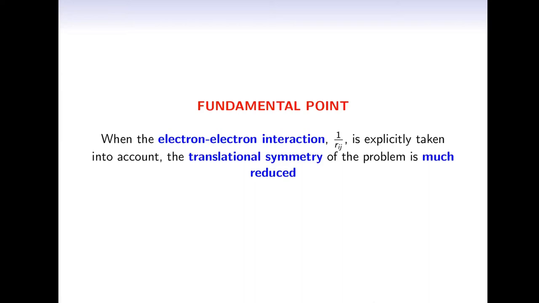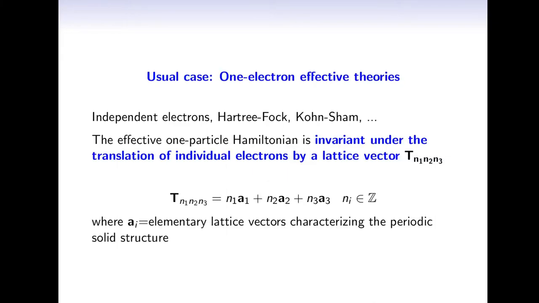So what I'm saying is that when you take the electron-electron interaction explicitly in your correlated calculation, you have in fact a huge reduction of symmetry, translational symmetry, with respect to what you are used to in solid-state physics using the standard setting. Okay, and why is that? Let me just recall rapidly what you do in what I call one-electron effective theories, meaning independent electrons: Hartree-Fock, Kohn-Sham, or DFT. When you write down the equation at the end of the day, you have one-particle Hamiltonian, depending on how you write things, which is invariant under the translation of individual electrons by a lattice vector. So you take one electron, you move it, and your equation or your Hamiltonian doesn't change.